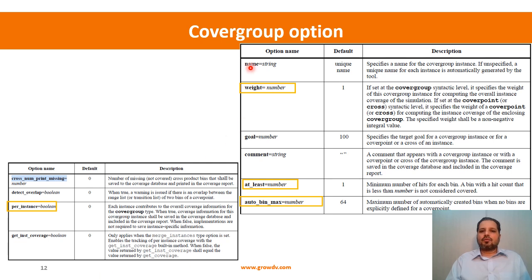Let's look at it. So we have name, so you can give a name to a particular instance, then you can provide a unique name that gets reported in the coverage report. Again, you can specify the weight. Now when you specify the weight here, this option.weight, the previous one was type_option.weight, this one is option.weight. So this now applies only to a particular instance.